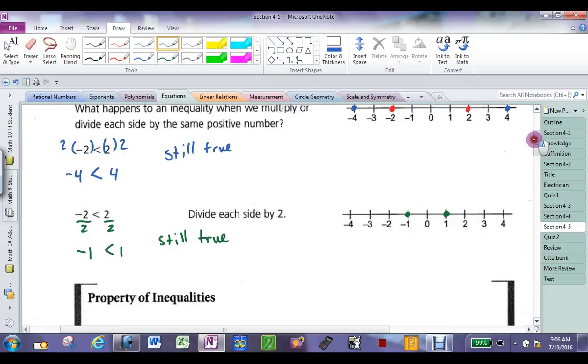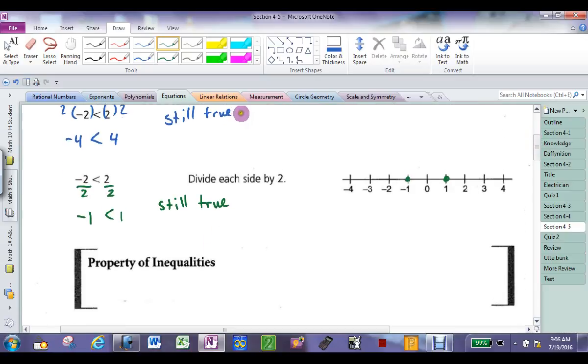So what does that tell us? What did I do here? I multiplied by what? And I divided by what? 2. Excellent. Something happened in math, yes? I multiplied by a positive number, I divided by a positive number. What happened to the inequality? In both cases, it stayed the same. So if it happens twice in math, it happens every time. So what's our rule?